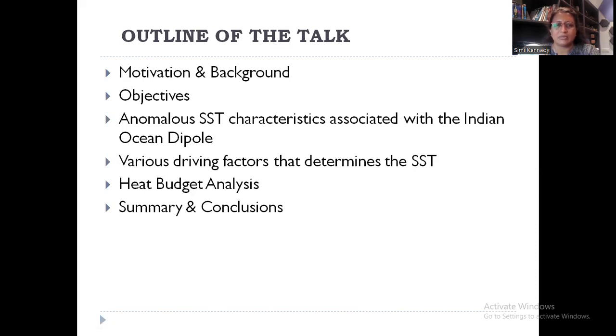The outline of this talk will be: motivation and background, then objectives, and then a list of anomalous sea surface temperature characteristics that are associated with the Indian Ocean Dipole. Then I will brief upon the various driving factors that determine the sea surface temperature. Then the heat budget analysis we carried out based on both in situ as well as reanalysis data. And finally, I'll conclude with summary and conclusions.